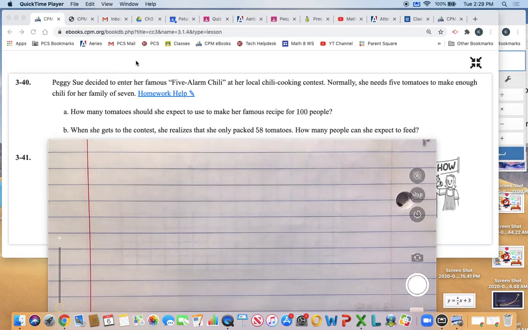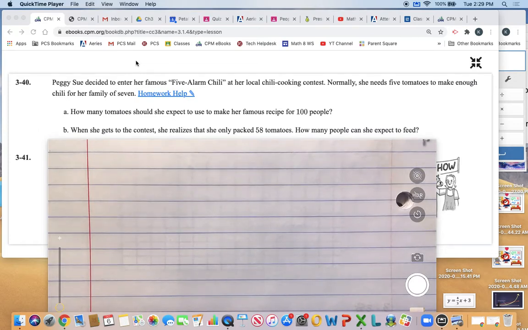This is problem 3-40. Peggy Sue decided to enter her famous 5-alarm chili in her local chili cooking contest. Normally, she needs 5 tomatoes to make enough chili for her family of 7. How many tomatoes should she expect to use to make her famous recipe for 100 people? And when she gets to the contest, she realizes that she only packed 58 tomatoes. How many people can she expect to feed?